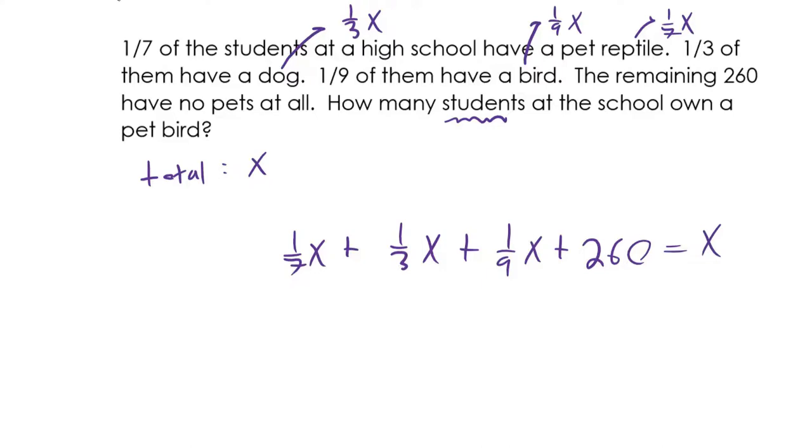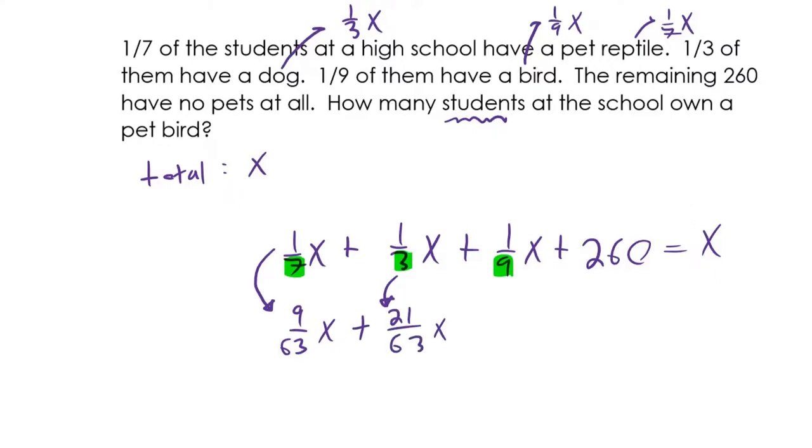So one way to do this, and there are a few ways to do this, is to get a common denominator between 7, 3, and 9. And maybe one common denominator would be the number 63. So that means that we can multiply this one by 9 over 9, 9 over 63x. This one by 21. 3 times 21 is 63. So that'll give us 21 over 63.